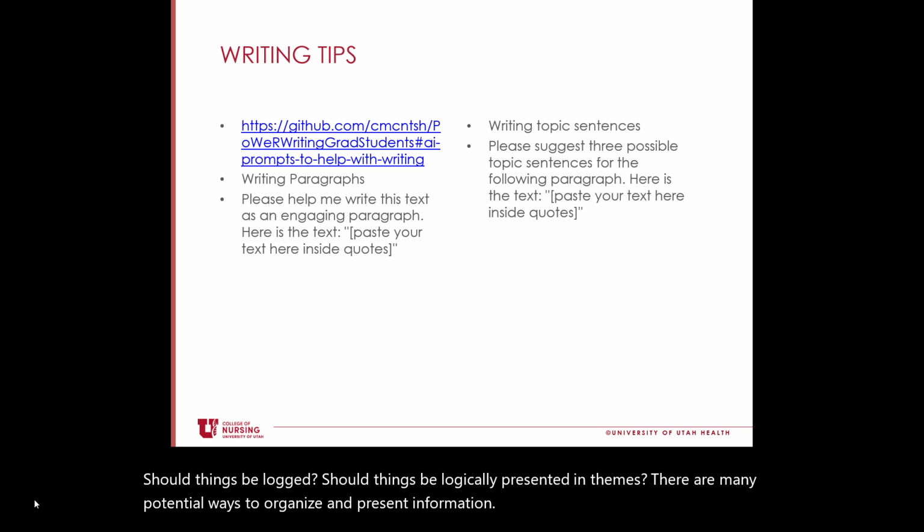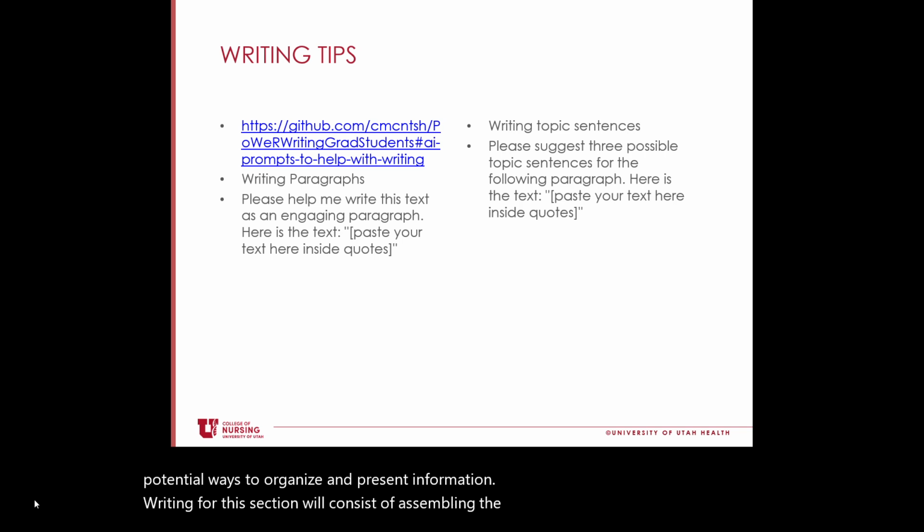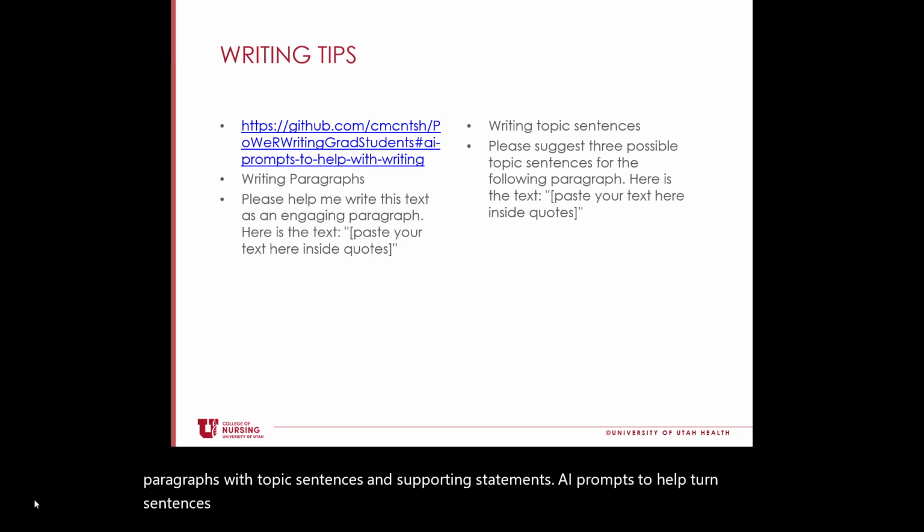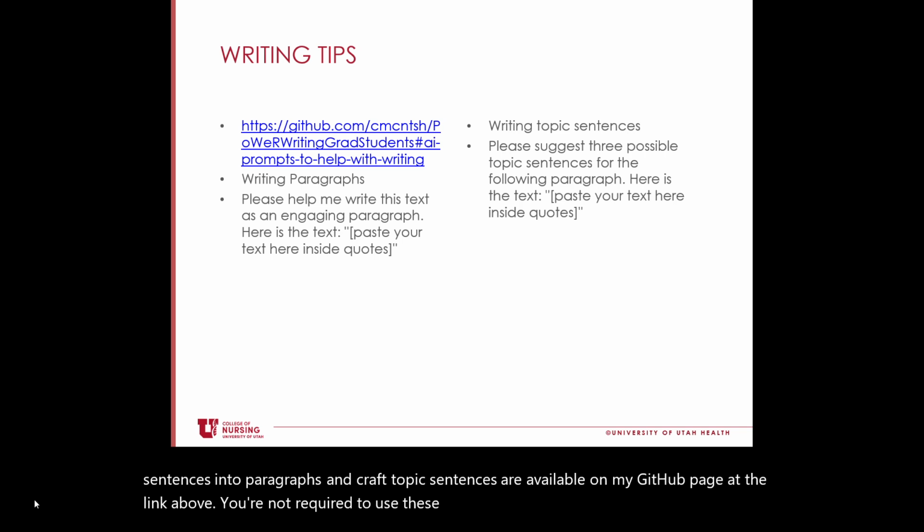Writing for this section will consist of assembling the information you gathered and organized during pre-writing into cohesive paragraphs. I will be looking for well-formed paragraphs with topic sentences and supporting statements. AI prompts to help turn sentences into paragraphs and craft topic sentences are available on my GitHub page at the link above. You're not required to use these tools, but they may help make the process a bit easier and produce a more polished finished product.